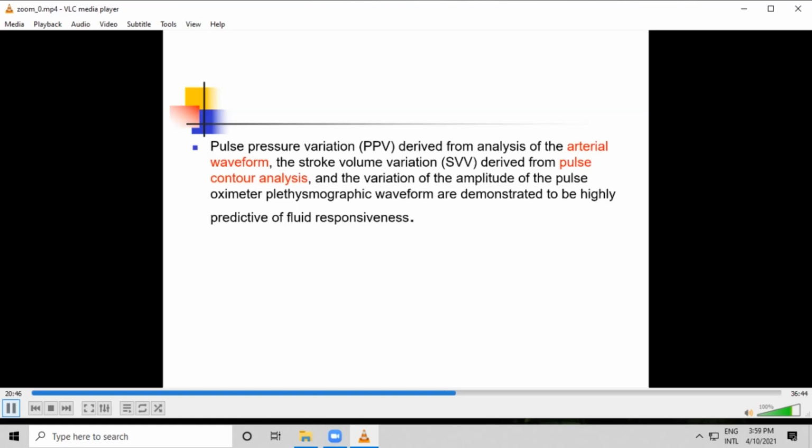And the stroke volume variation and the variation of the amplitude of the pulse oximeter plethysmographic waveform are demonstrated to be highly predictive of fluid responsiveness. These are all dynamic indices: PPV, SVV, and pulse oximeter plethysmographic waveform changes. They are all dynamic indices, and so we use them to predict fluid responsiveness. Again, remember the term: the predictiveness of fluid responsiveness means probability.